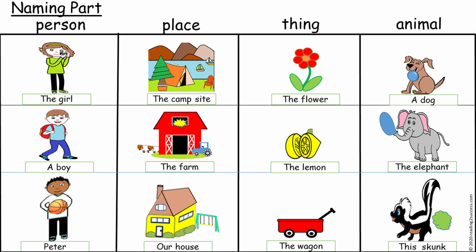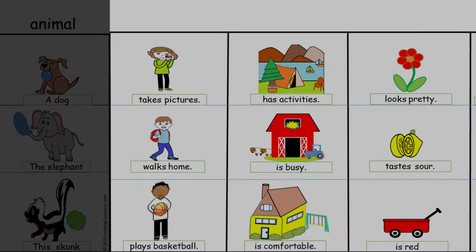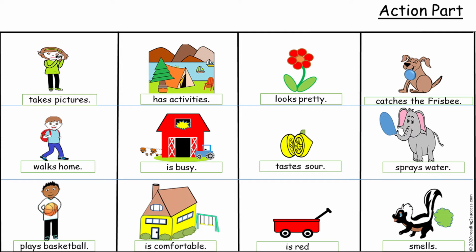To introduce the parts of a sentence, we're going to use naming part cards that we see here, and our top row has a person, the girl, a place, the campsite, a thing, the flower, and an animal, a dog. And matching action part cards. If we look in the top row, the first one is takes pictures. Second one is has activities. Third one is looks pretty. And the fourth one is catches the frisbee.